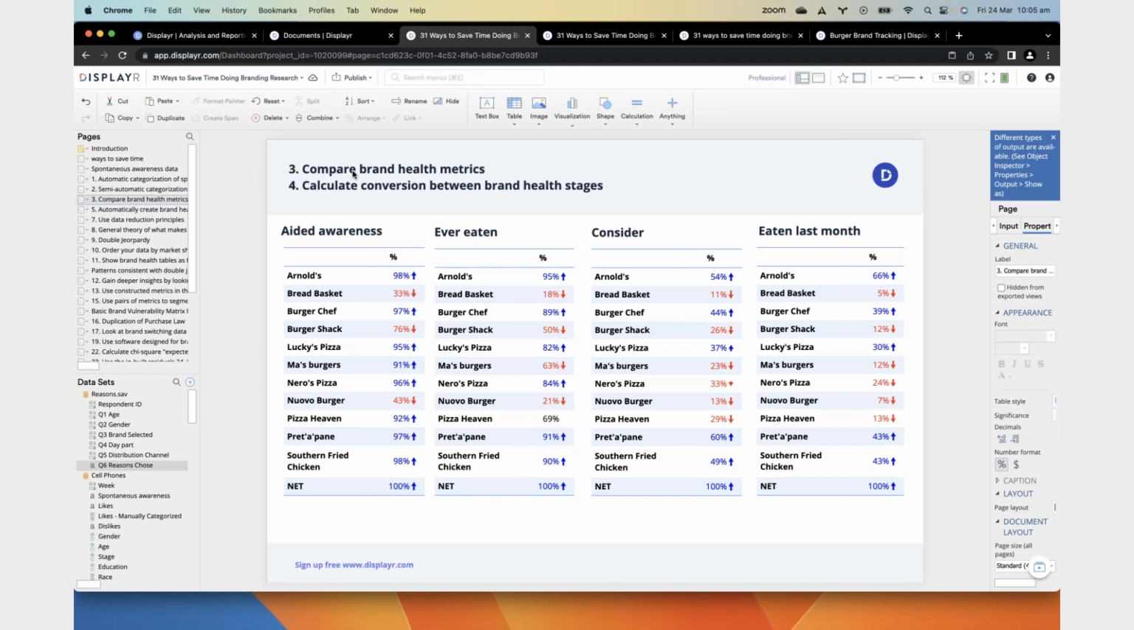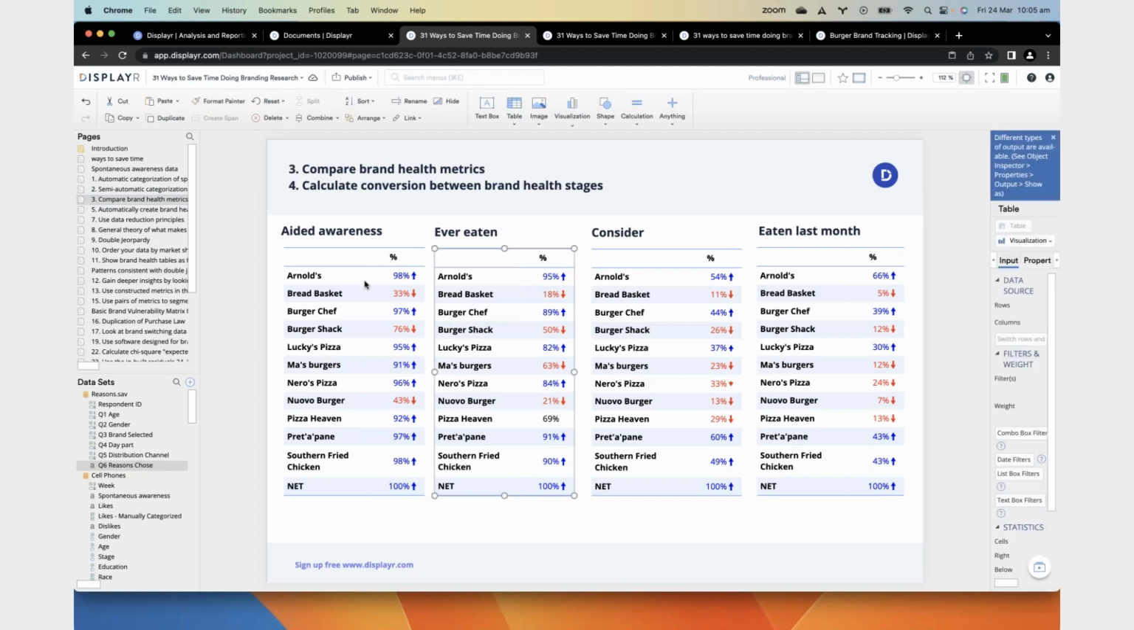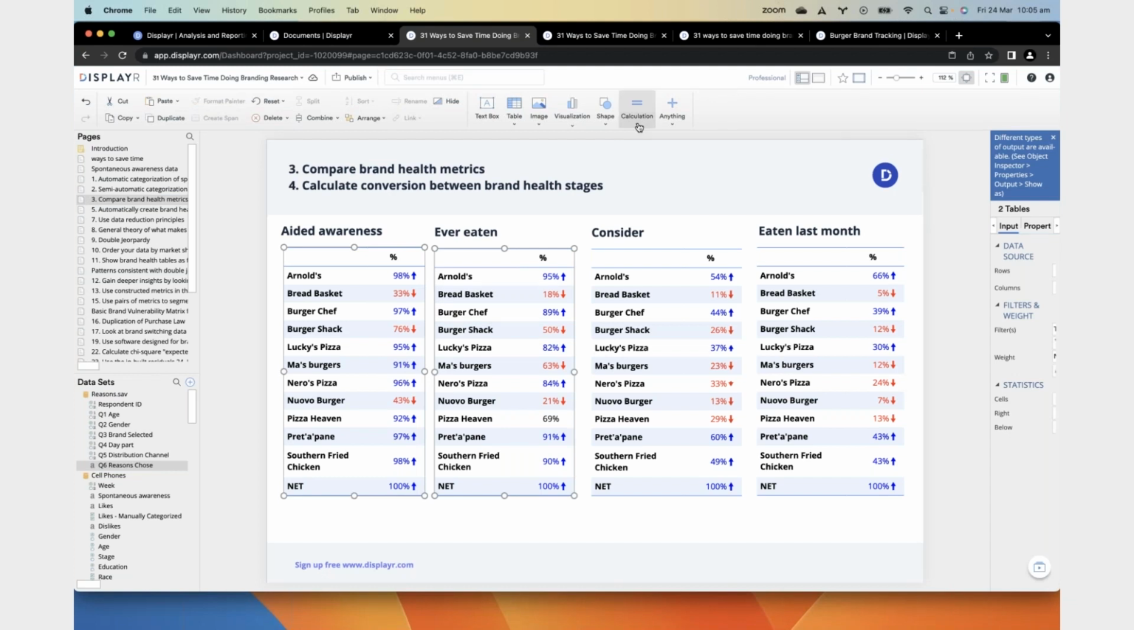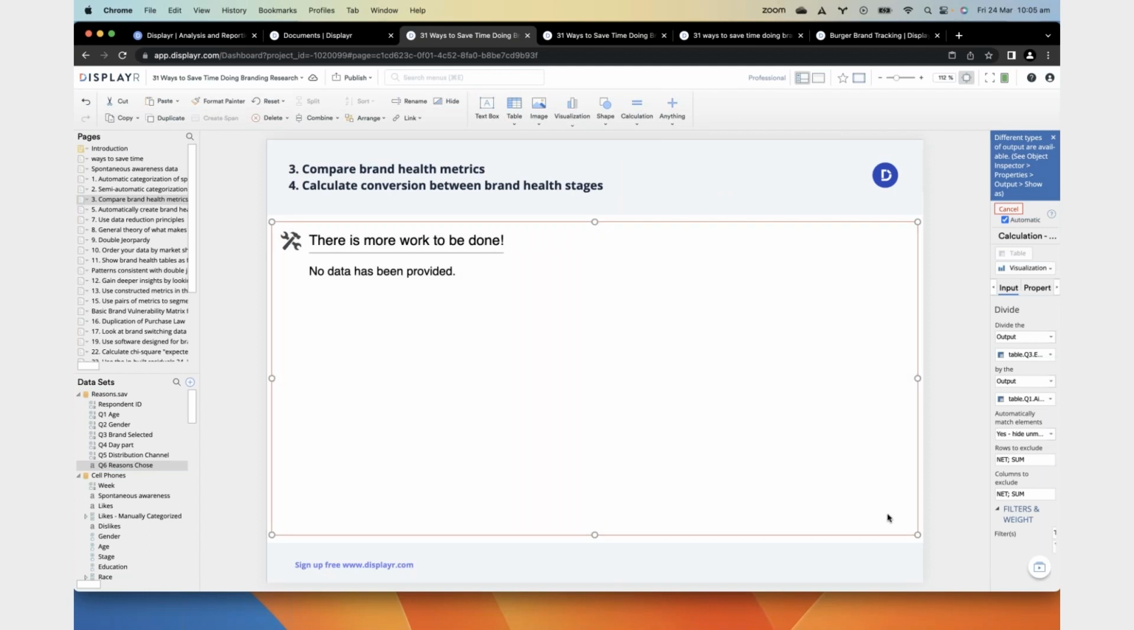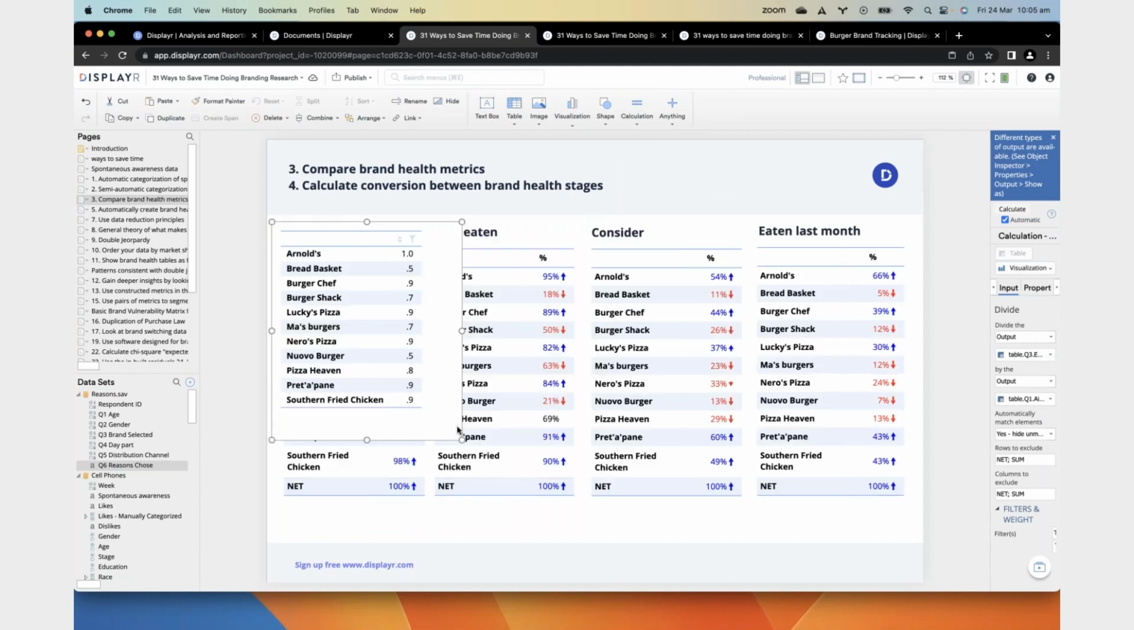Principle number 3 is we should compare such things. One of the ways to compare them is to compute conversion, which is just dividing one by the other. So we might want to divide the ever eaten column by, and I'm holding down my shift, the aided awareness, choose divide, and I'll just drag that down a little.